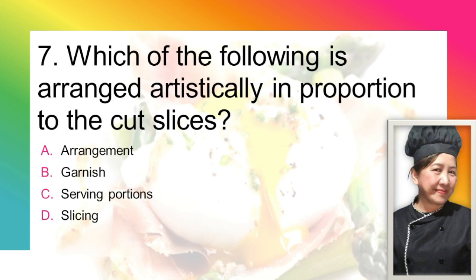Number 7. Which of the following is arranged artistically in proportion to the cut slices? Letter A. Arrangement. Letter B. Garnish. Letter C. Serving portions. Letter D. Slicing.